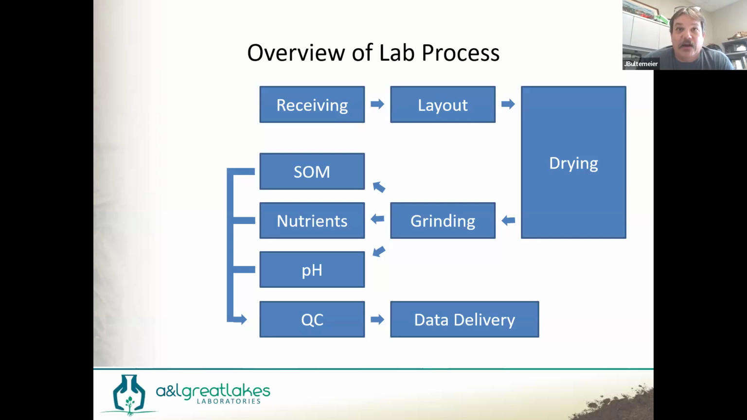Once a sample is prepared, it really goes through 3 processes in the lab. We're going to test it for organic matter, we're going to test it for nutrients, and we're going to test it for pH. And I'll show you what that process looks like in a moment. So we lay out the sample in the morning, midday of the day it arrives. The next morning it gets ground and analyzed in that afternoon.